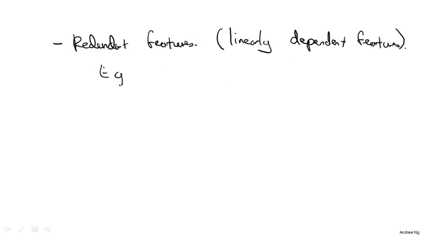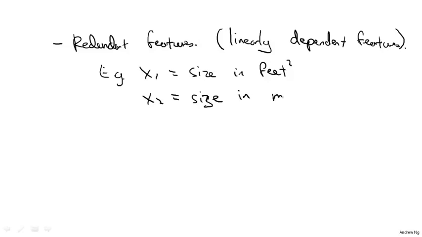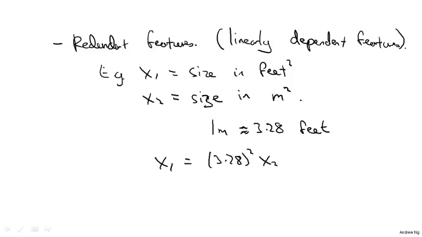As a concrete example, let's say x1 is the size of your house in square feet, and suppose x2 is the size of your house in square meters. And so let's see, 1 meter is about 3.28 feet. And so x1 will be equal to 3.28 squared times x2, right? And so these two features are highly redundant.